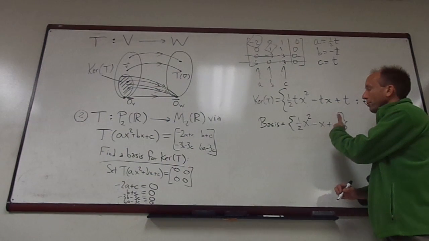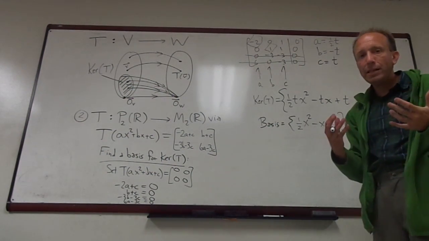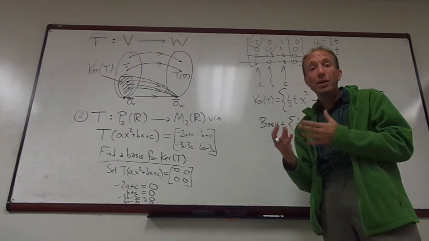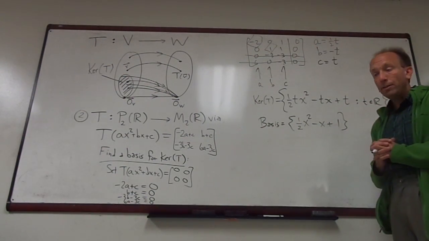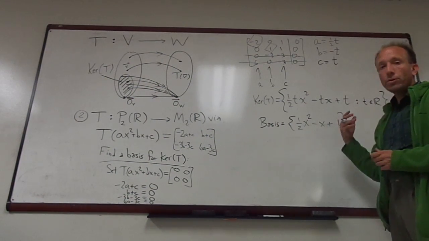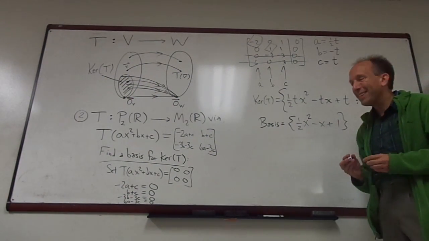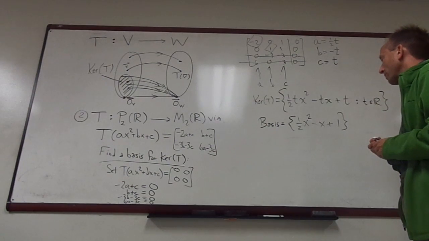Okay. Notice that when you write down the basis, you shouldn't be seeing any of the free variables in that basis. It's just the actual polynomial itself. So in this example, the kernel is only one-dimensional. Okay, so it's just a one-dimensional kernel.